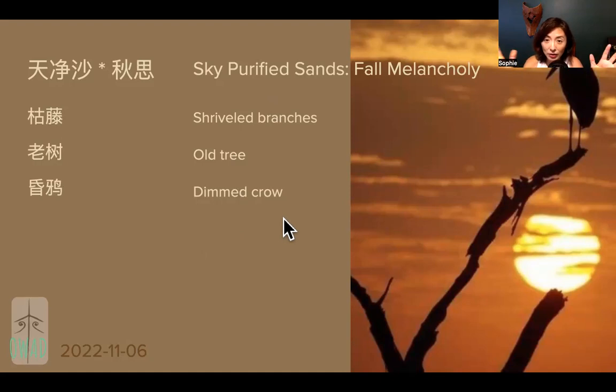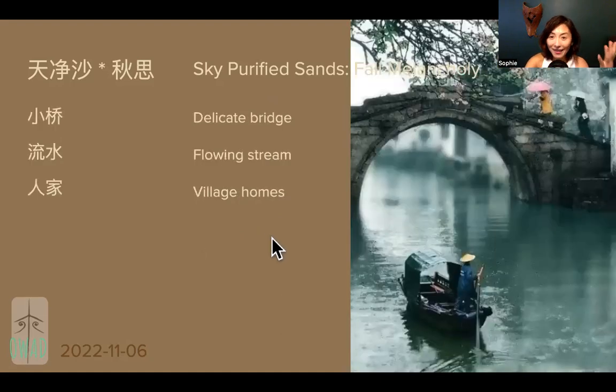With just three images, with six characters, we have this bleak painting in front of us of a dry environment, nothing really lively, things are shriveled, old, or at sunset. So this sets the tone. And then we start to see 小桥流水人家. Okay, it instantly forms a contrast with the previous picture, right?